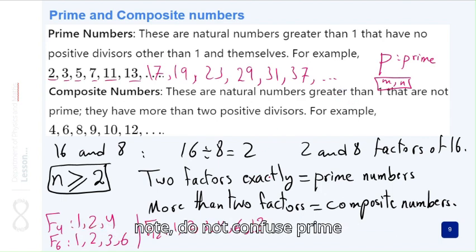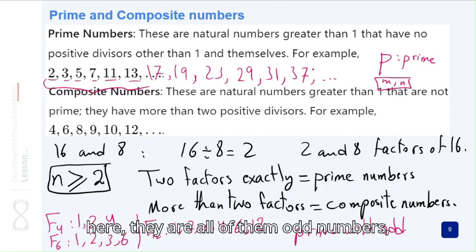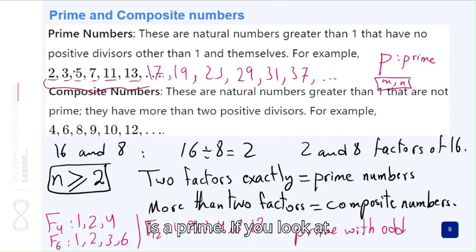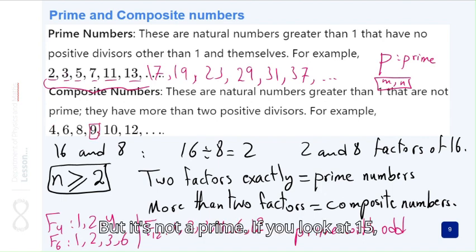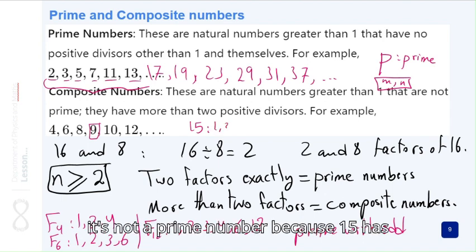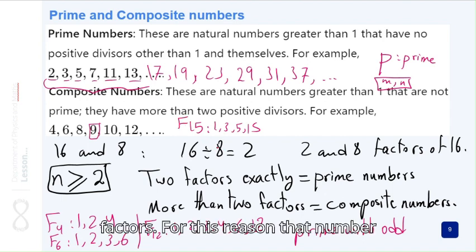A very important note, do not confuse prime with odd. If you look at the set of prime numbers here, they are all of them odd numbers, but this doesn't mean that any odd number is a prime. If you look at 9, 9 is an odd number, but it's not a prime. If you look at 15, it is an odd number, but it's not a prime number, because 15 has 1, 3, 5, 15 as factors. For this reason, that number is odd, but it's not a prime number.